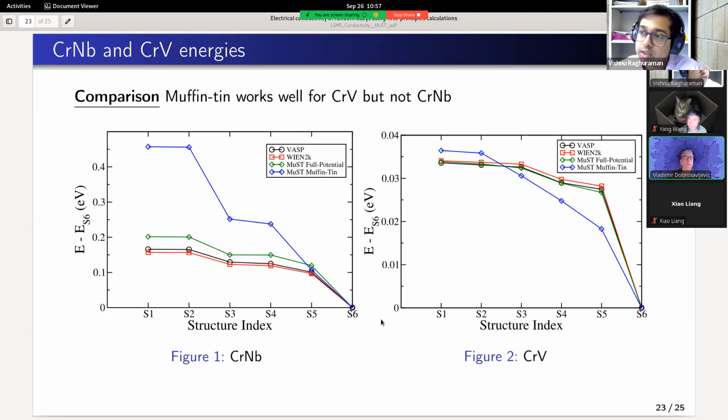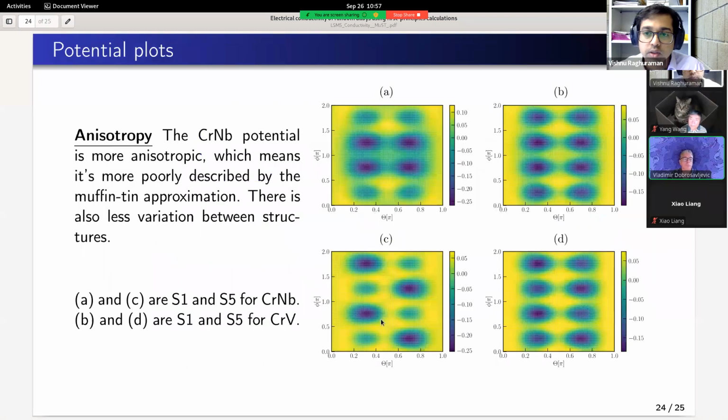resolved according to different LM indices. It should be easy to then get that, multiply it with the required spherical harmonics, and then plot it to see the angular variation of the potential. Which is what we've done. So A and C are 2 different symmetries for the chromium niobium, and B and D are 2 different symmetries for the chromium vanadium. And we found that there's an asymmetry. So it's plotted with respect to the phi and theta angle. So you're plotting it on the muffin tin sphere.